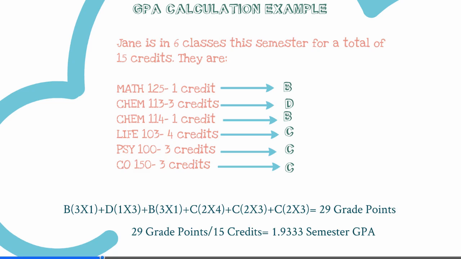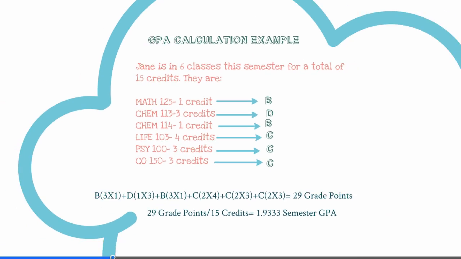The reason that her GPA isn't higher is because she earned her lowest grade in the course worth 3 credits, Chem 113, and her highest grades, B's, in courses that are only worth 1 credit each. Her C's in Life 103, Psychology, and CO 150 do not help boost her GPA.